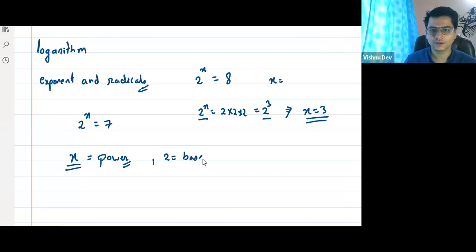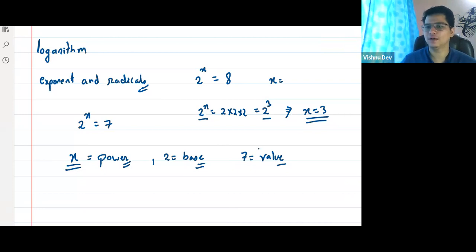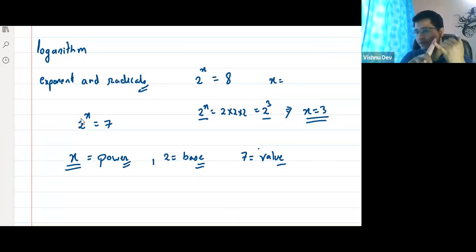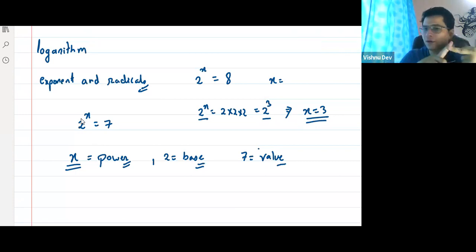Base, sir. Radical. Very good. But what is 7? 7 is the value, right? Value of 2 to the power x is 7. Okay, so I'll just write it as value. Yes, very good. So I can say, okay, sir, I am having 3 things over here. I'm having power, I'm having base, and I'm having value, right?